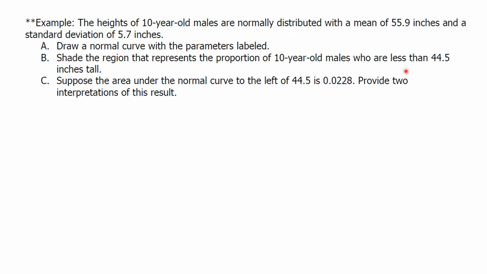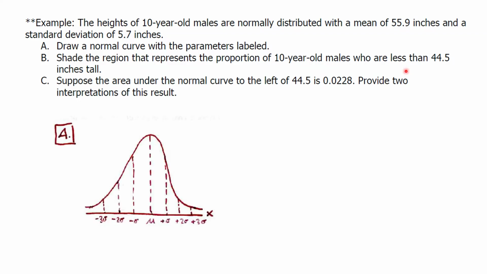So this is similar to the last problem here. We're asked to draw a normal curve. Since it is normally distributed, it's going to take on the shape of a bell-shaped curve. We know the mean is 55.9, so that means my line of symmetry right down the middle of my bell-shaped curve is going to be labeled 55.9. The standard deviation is 5.7, so I'm going to be increasing those values to the right by 5.7 and then decreasing by 5.7 to the left. So now that I have my checkpoints for each of the standard deviations, I can now continue on to B.